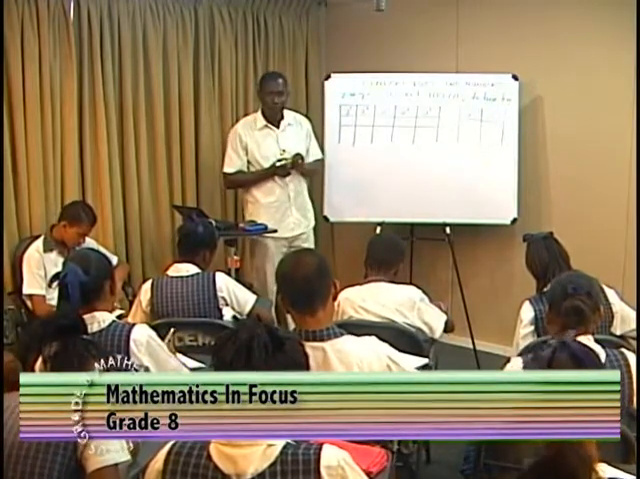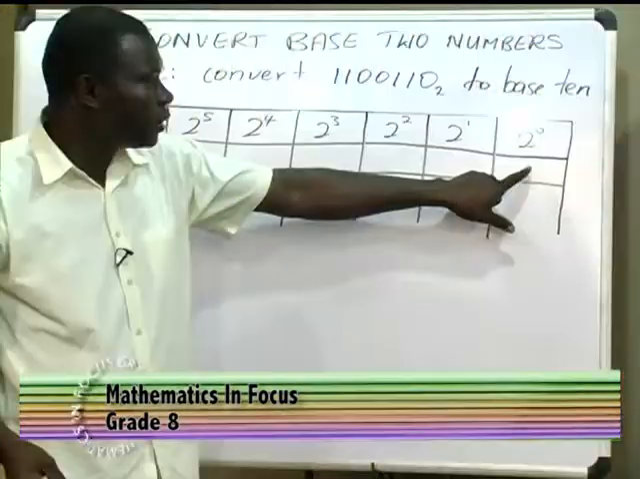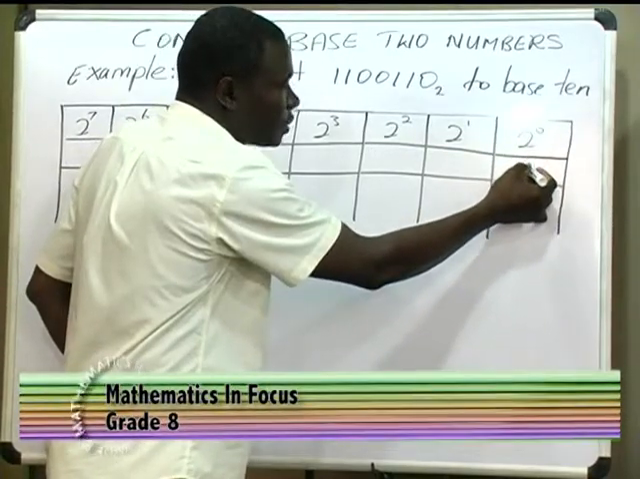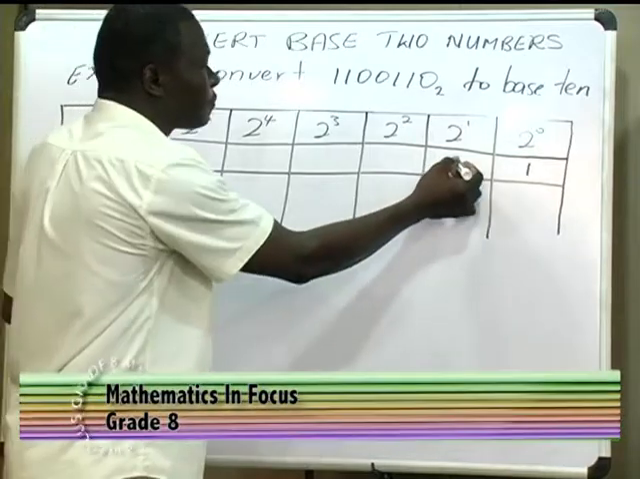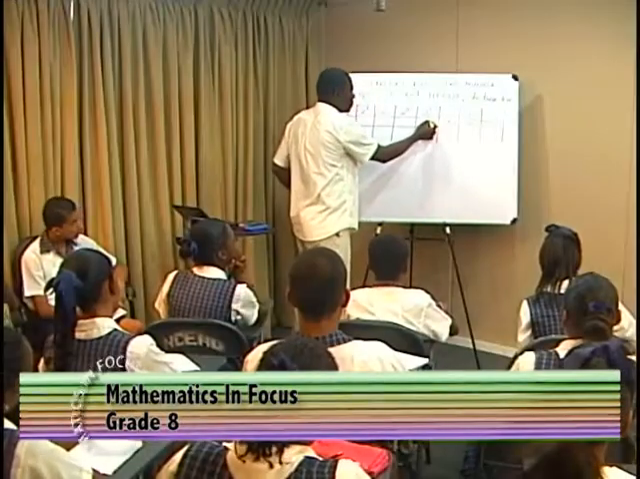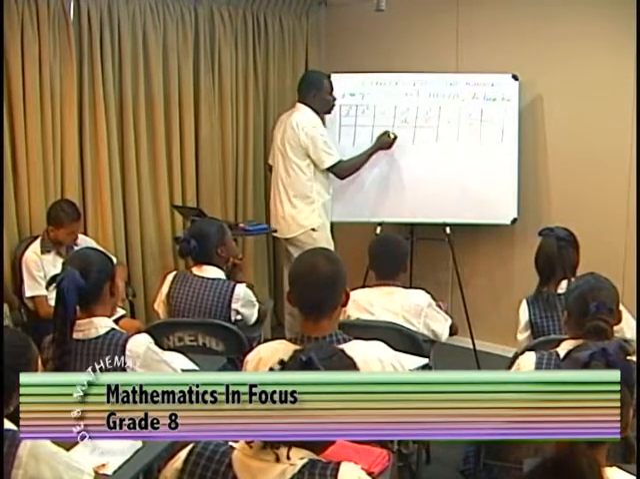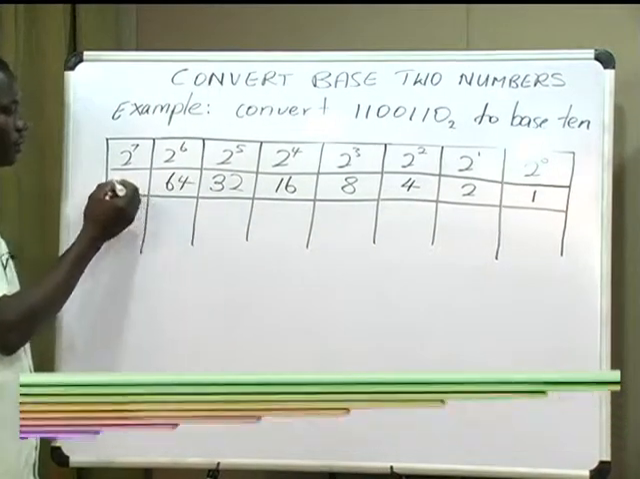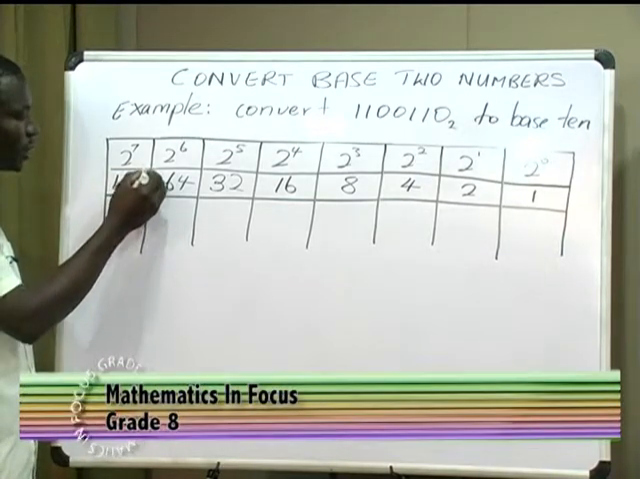good. Now help me write in these values. I need some smart students to help me write in these values. What value should come here? 2 to the 0 power is the units, which is 1. Next column, 2. Next column, 4. 8, followed by 16, followed by 32, then 64, then 128. Thank you very much, 128.